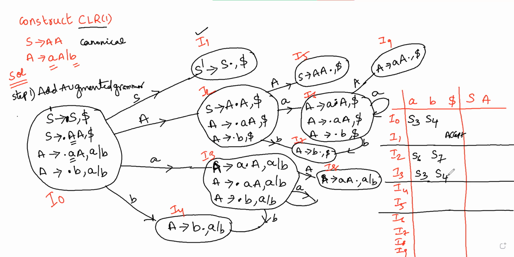Okay. Now what you have to do? Remember one of the important and interesting points. Now what is the value of I6? I6 on small a goes to itself, so I write it as S6. Then the next point, I6 on small b goes to I7, so you write S7. Now, what is the production?